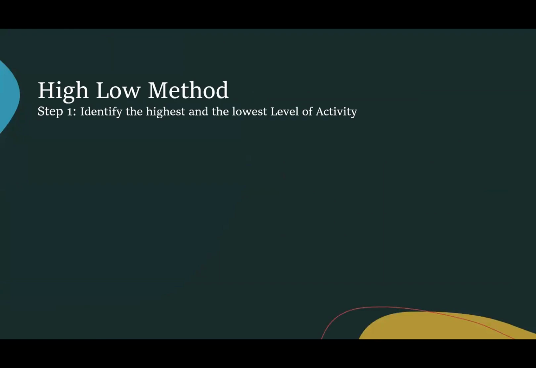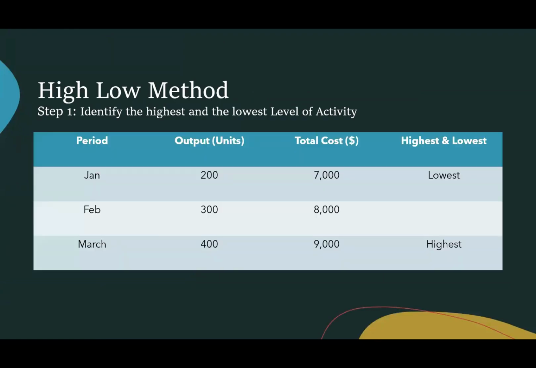Now, how are we going to do it? Here you have a question with data. Let's say in January, the bakery made 200 cakes. In February, they made 300. And in March, they made 400. And this was the cost incurred: 7,000, 8,000, and 9,000. What I have to do is see which is the highest and the lowest level of activity. The highest was in March, where I made 400 cakes. The lowest was in January, when I made 200 cakes. At that time, the cost was 7,000. And when I made 400 cakes, the total cost was 9,000.